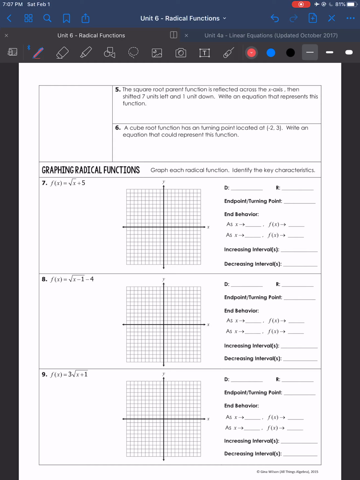So if I want to write some, given the transformations, if I have a square root and it's reflected over the x-axis, that's going to make it negative. F of x is going to be negative square root of something x, because it's shifted 7 units left, so it's going to be a plus 7, and then 1 unit down.